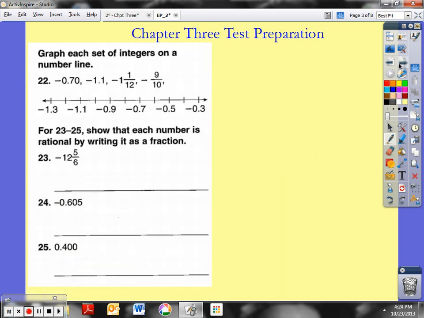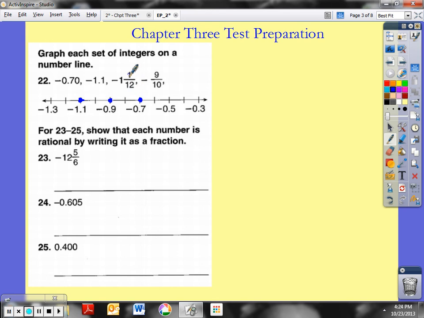Let's take a look at some other ones that were missed quite a bit. This graph, each set of integers on a number line, well, let's take a look. Negative 7/10. Well, that's easy. That goes right here. Negative 9/10. So that's easy. That goes right here. Negative 1 1/10. That's not a problem. That goes right here. Uh-oh. We have a problem, Houston.